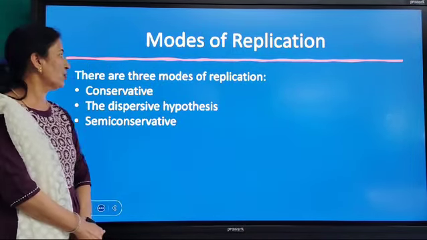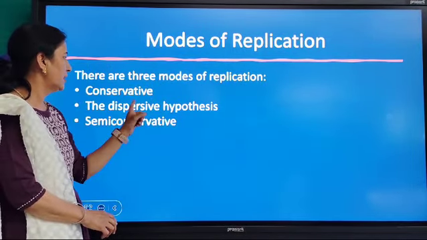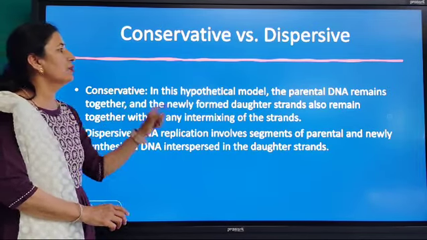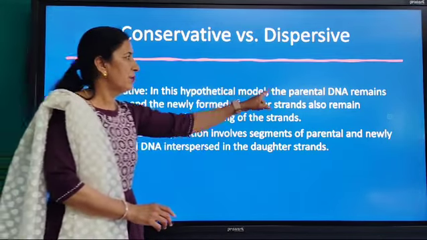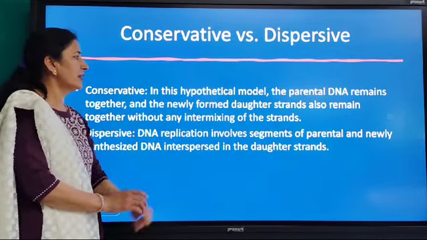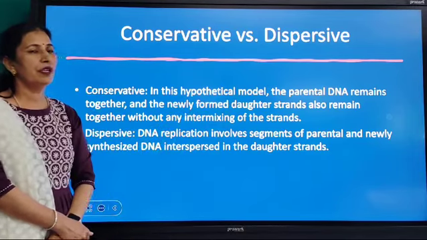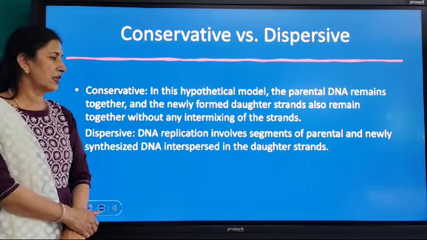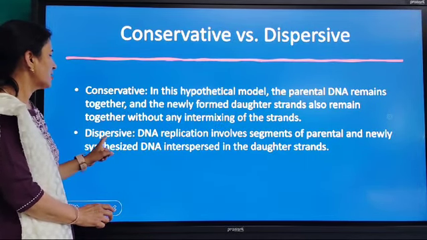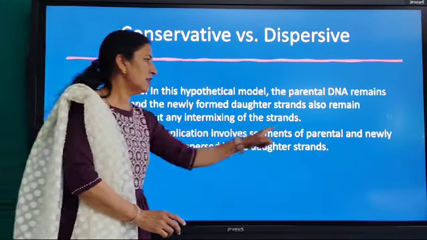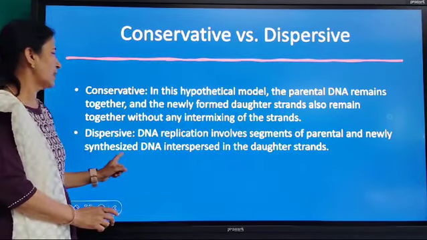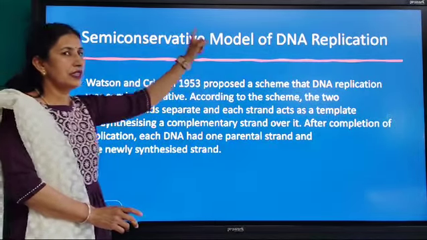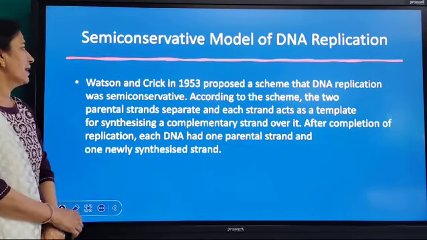There are three modes of replication: conservative, dispersive and semi-conservative. According to the conservative mode, after the replication, parental DNA remains together and newly formed DNA remains together. Means there is no mixing of the strands. Second is the dispersive mode. According to this, parental strand and newly formed strand will mix together. Third is the semi-conservative mode of DNA replication.